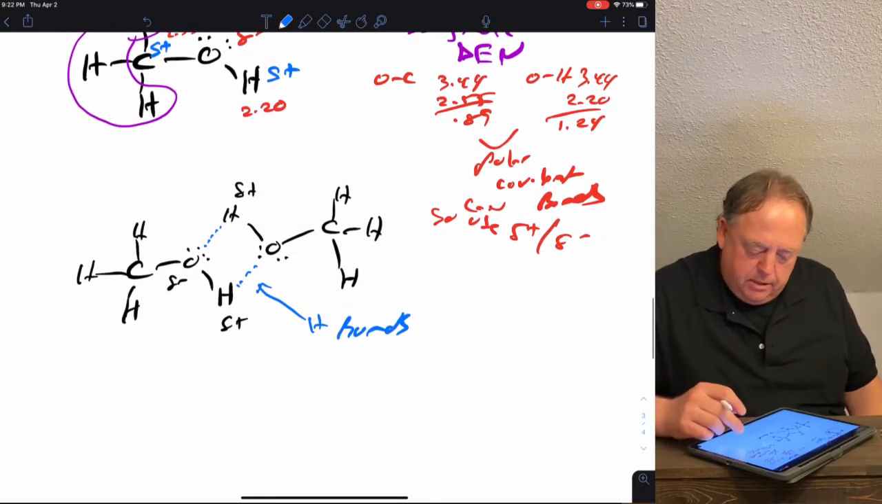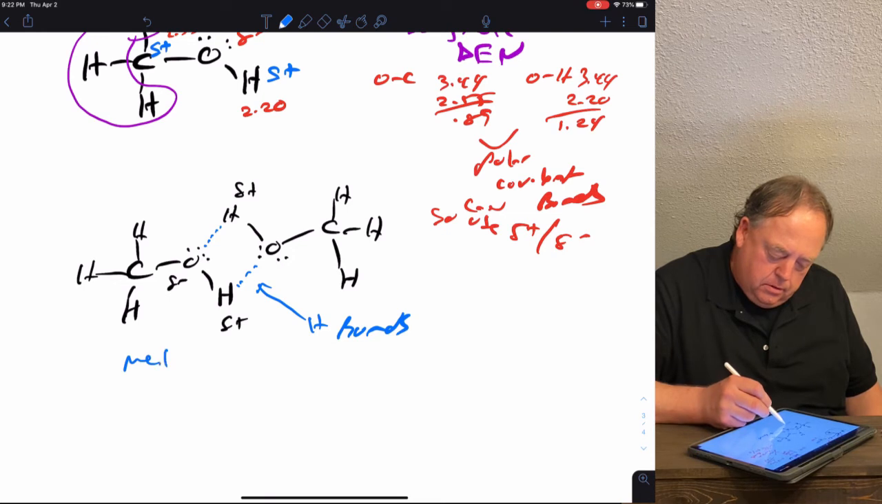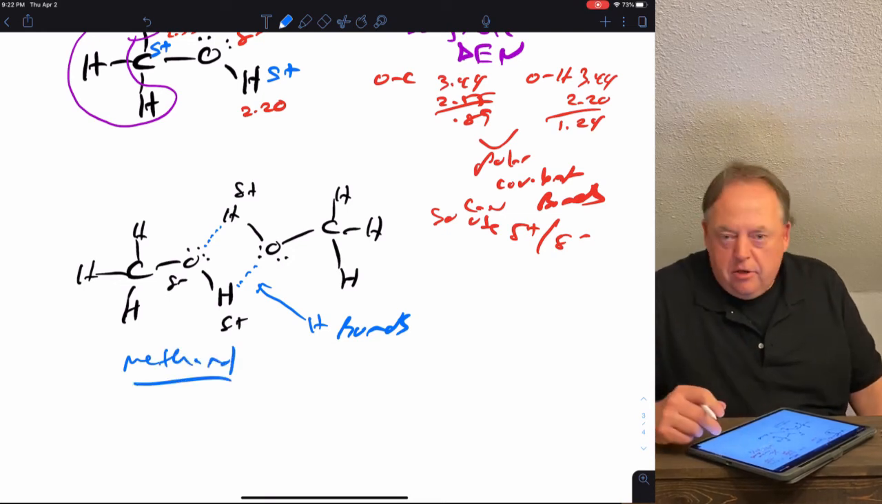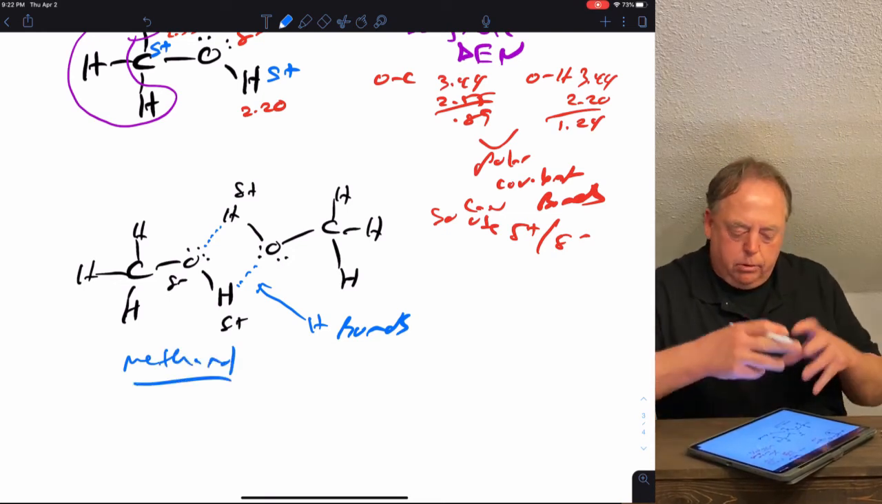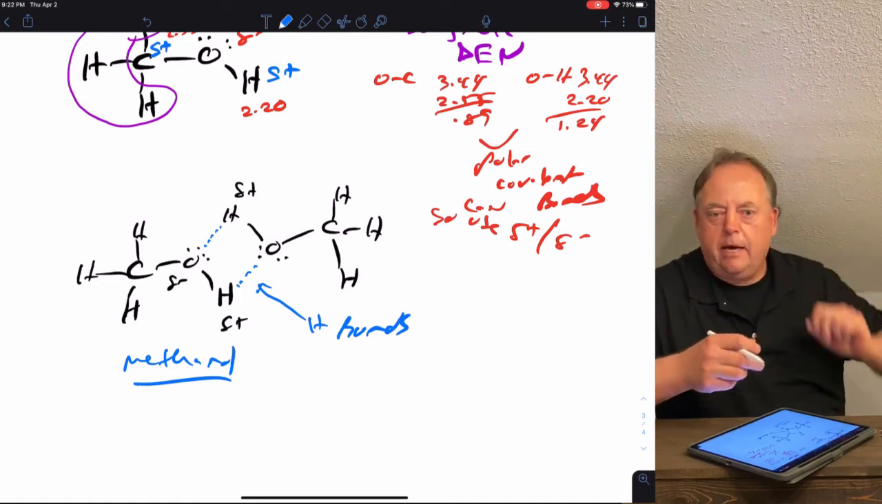So this molecule is called methanol. If you want to make methanol boil, then you have to give it enough energy to break those hydrogen bonds, and then it can escape into the gas phase.